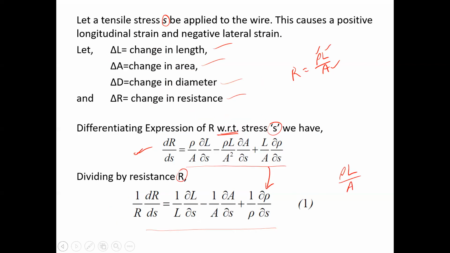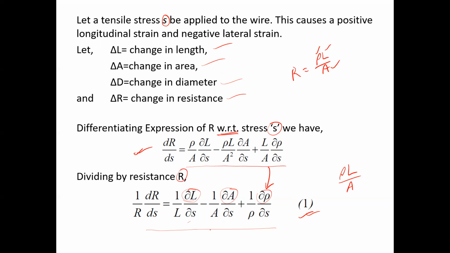Okay, so up to this point you'll see that the relation is represented in terms of the change in length with respect to the change in stress or applied stress, then change in cross-sectional area, and the change in resistivity. However, the area is getting changed because of the change in diameter.